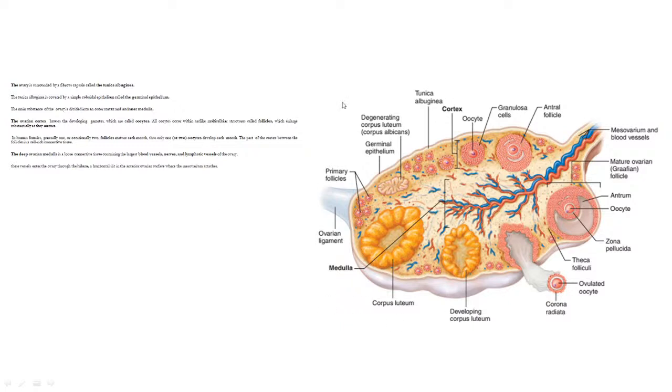Here you see the ovary. This is the cortex, this is the medulla. This is connective tissue. This is a primary folliculus and the germinal epithelium. This is an oocyte surrounded by granulosa cells and others. This is a developing corpus luteum.